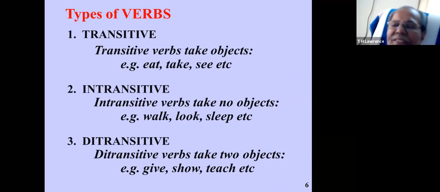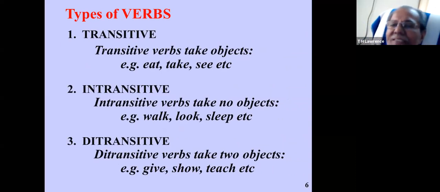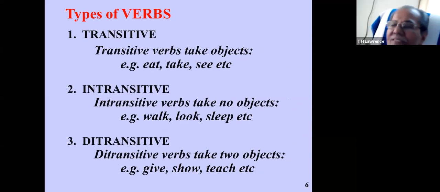Now types, we already classified verbs under two heads, that is primary and secondary. Now again, further classification is there. Verbs can also be classified as transitive and intransitive. So what does transitive mean, and what does intransitive mean, and even what does ditransitive mean, we will discuss now. See, a transitive verb is one that takes an object.